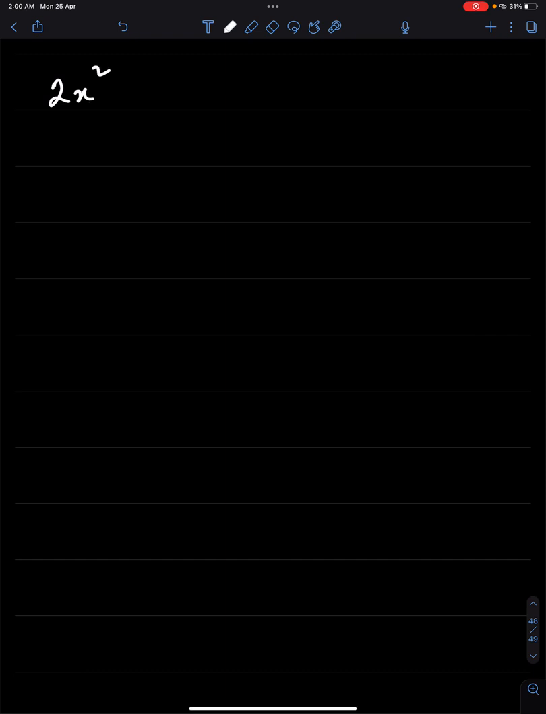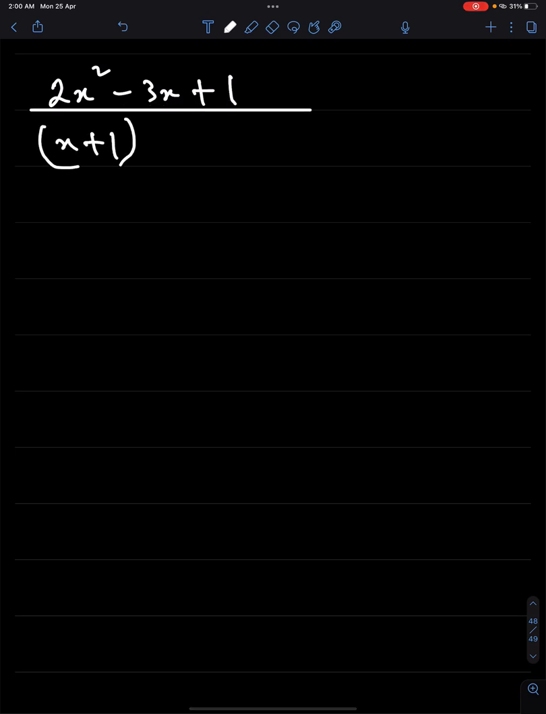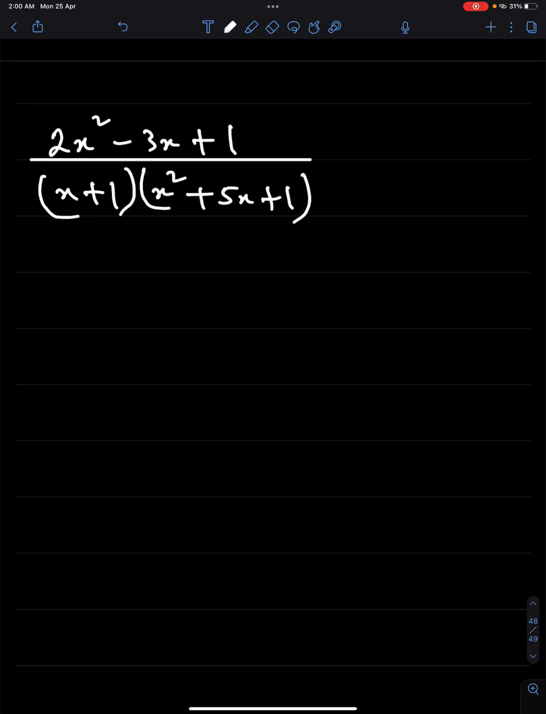2x squared minus 3x plus 1 over x plus 1 times x squared plus 5x plus 1. Now we can see that this fraction is different from the ones we had in the last video.